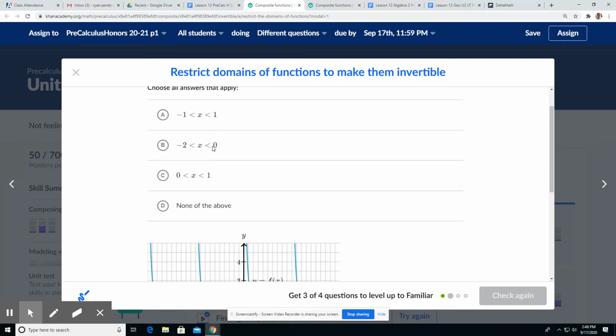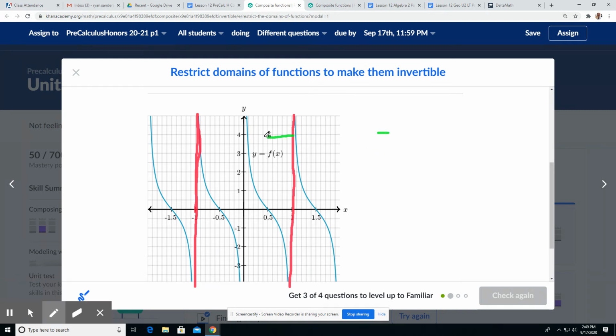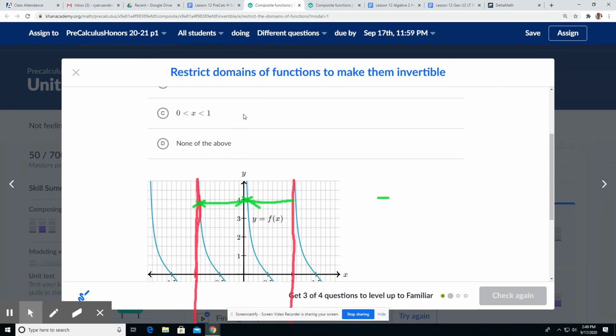-1 and 1. So we look at -1 and 1. You could do the vertical idea here. It's an asymptote at -1. It's an asymptote at 1. Now, if I drew a horizontal line, I would start here. I hit it once, and I hit it again. So no, it is not invertible from -1 to 1, so that's no good.